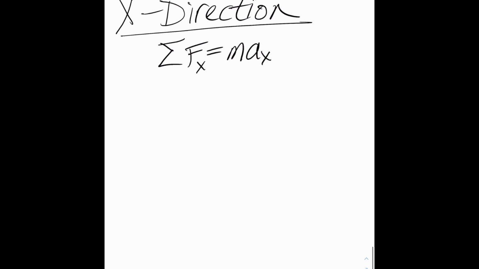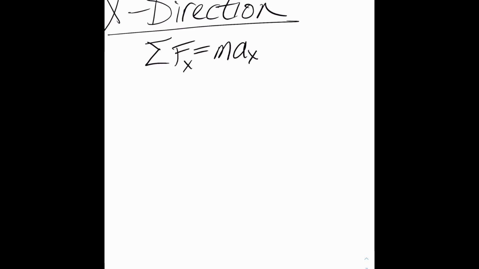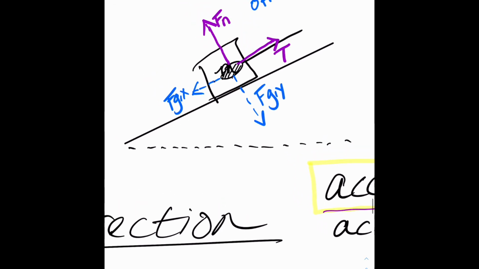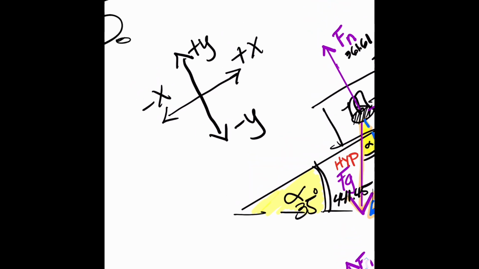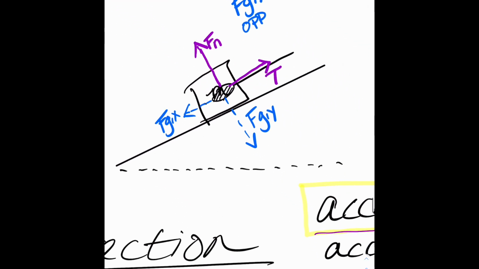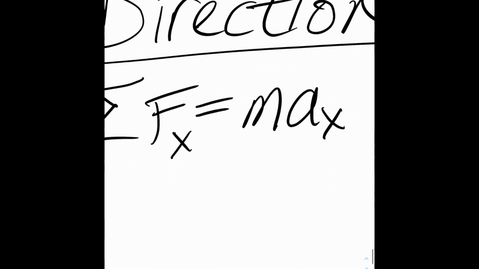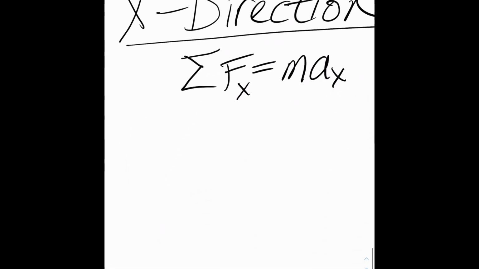So we have to go back up and look at our problem. In the new x direction, one of these forces, T or FGX, is going to be positive. If we check what we said at the start of the problem, we said up the incline is positive x. We could have said down the incline is positive x. It's not special, but it's what we decided. So T will be positive and FGX will be negative. Add those two together.